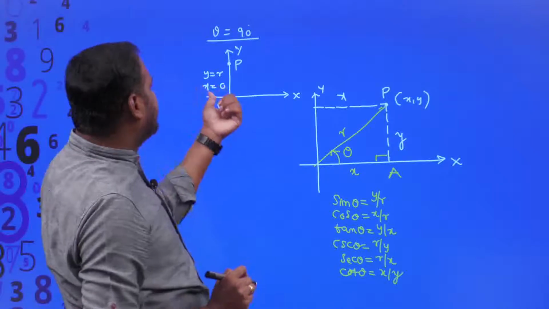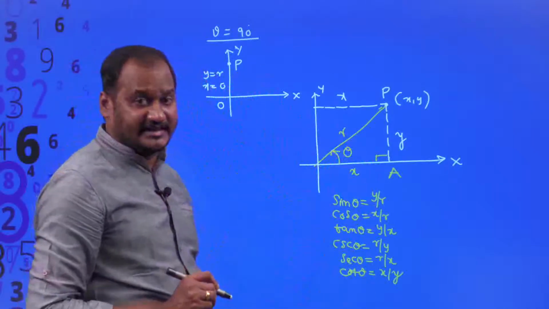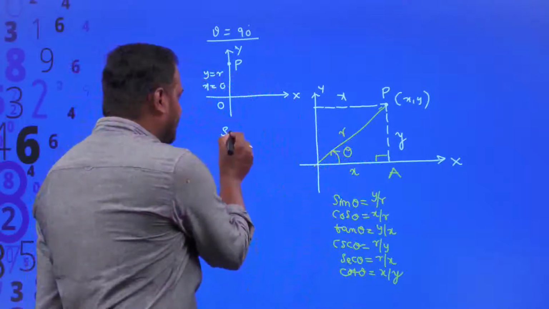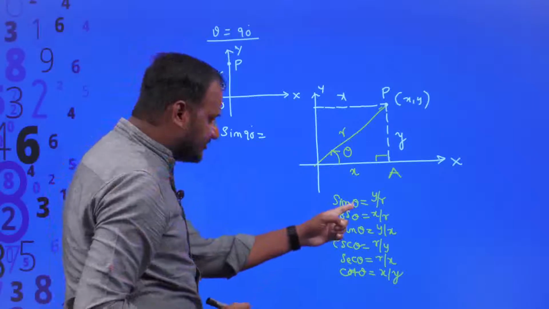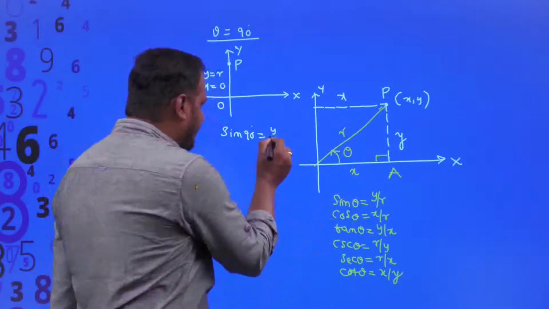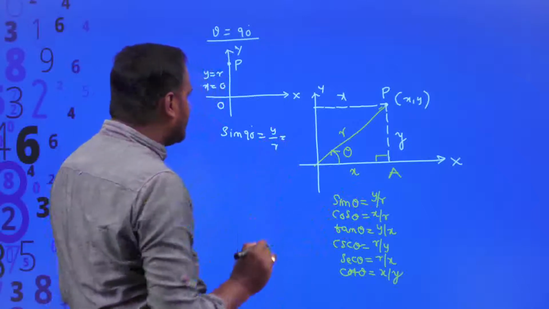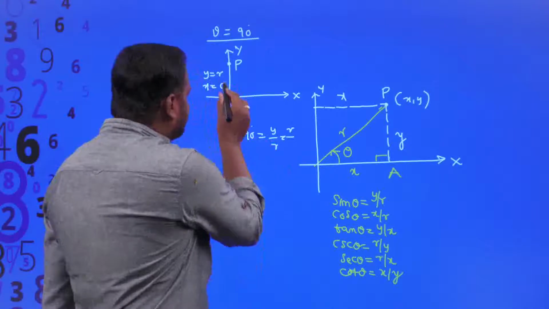So with the help of this x, y, r, will you be able to find out all 6 trigonometric ratios? Yes, of course. So first of all, what is sine 90 degrees? Now theta is equal to 90 degrees. Sine 90 is equal to y divided by r. So y by r, where the value of y is equal to r, r divided by r is equal to 1.